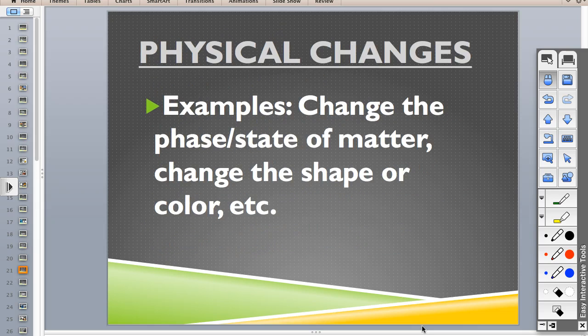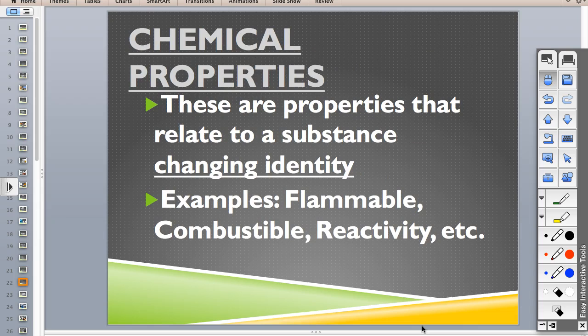So physical changes, like I said, change in the phase or state of matter, change in the shape or color. I don't know that I fully agree with my color there. I'm going to renege on that.